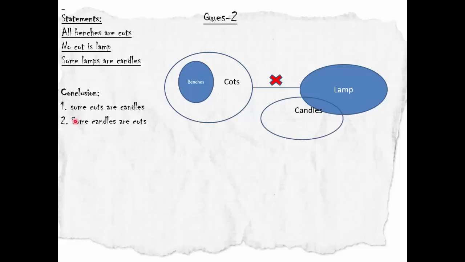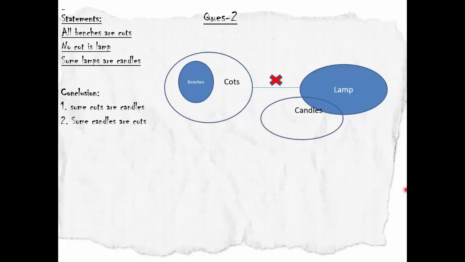So let us see our conclusion. Let us try to verify whether these are definite conclusions. Some cots are candles. This is a possibility. Since we don't have any cross mark between candles and cots, we could have as well drawn candles such that it covers some portion of cots. But this is not a definite conclusion. The conclusion does not say some cots are candles is a possibility. It says some cots are candles, and that need not be true. There can be candles which are not cots, as we can see from the diagram.